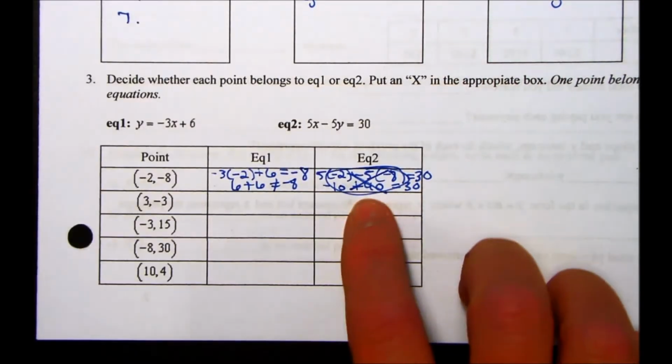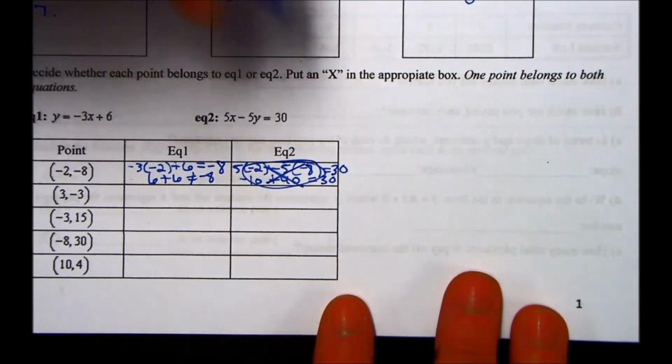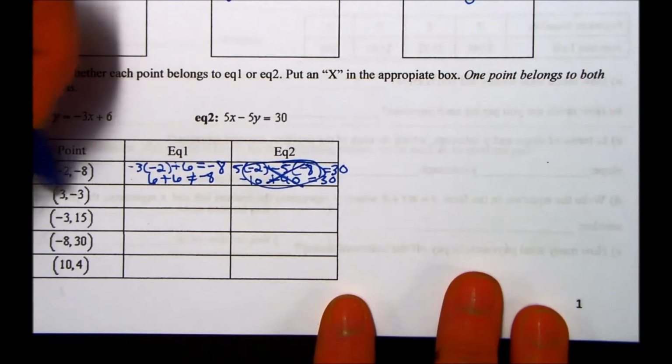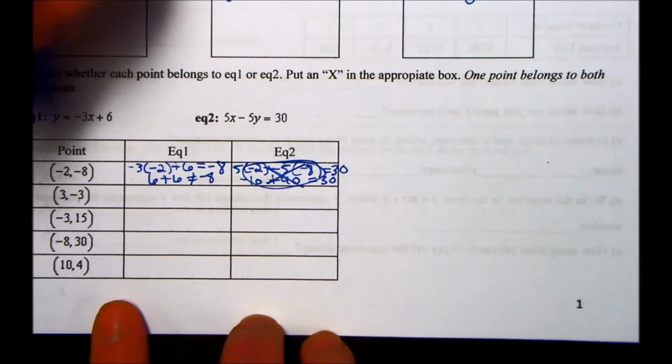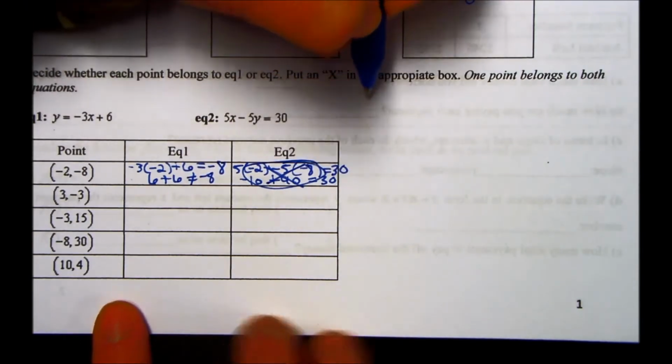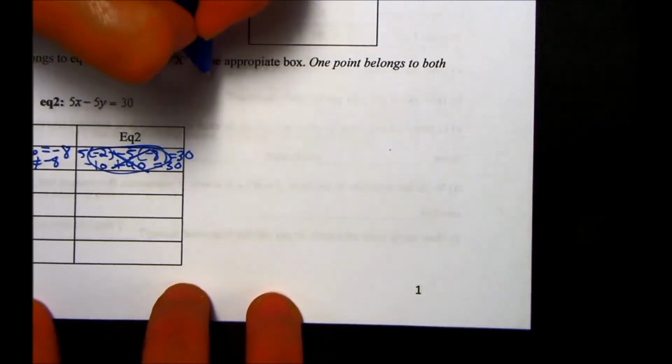So anyway, this is a solution to equation 2. So now I'm going to do the work off to the side. Equation 1, now I'm plugging in 3 and -3. So y is -3. So if I put -3 in the place of y, I'm going to do this over here. I'm going to rewrite the equation.